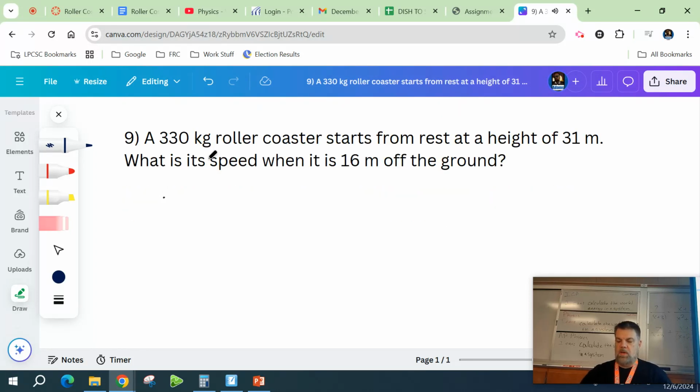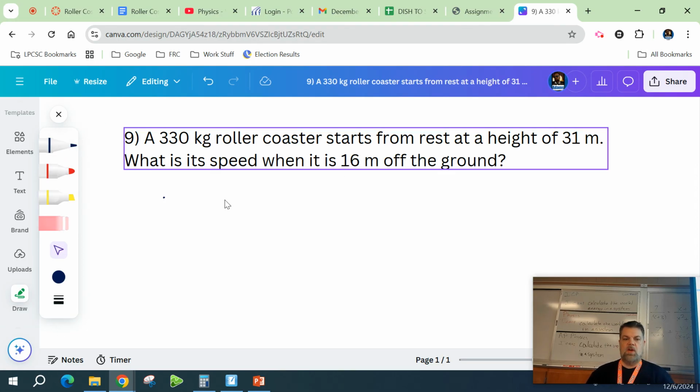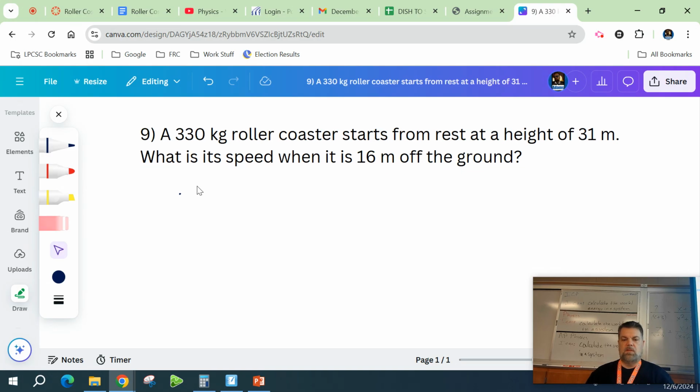So for number 9 from the Canvas assignment, it says that a roller coaster starts from rest at a height of 31 meters. Okay. And what's the speed at 16 meters off of the ground? So here's what we have here.